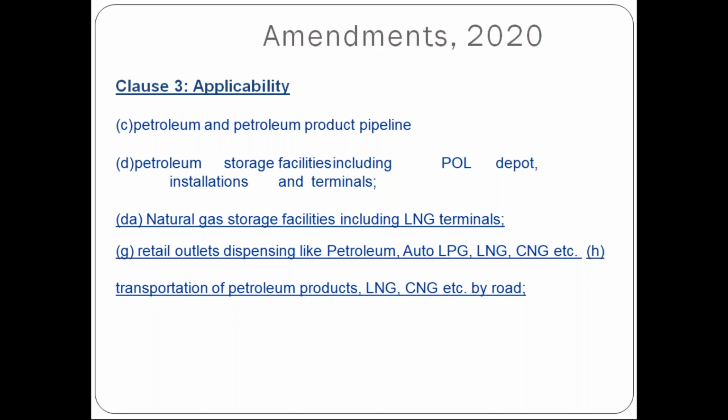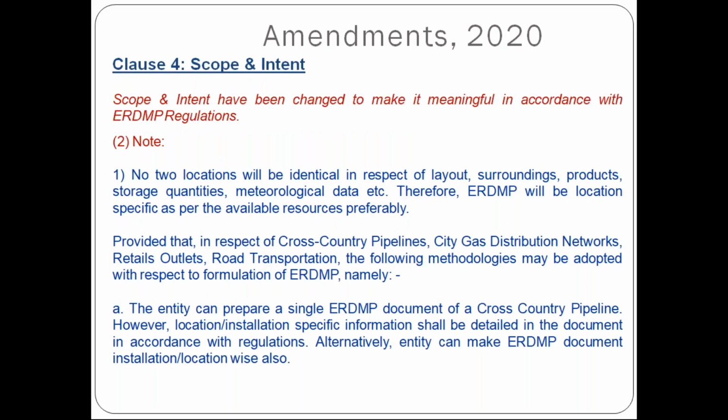This is the scope. This is one of the typical requirements for the ERDMP development. What normally happens is that two locations or two installations can never be identical in respect of their layouts, surroundings, storage quantities, and meteorological conditions. Therefore, whatever plan we are preparing has to be location specific as far as possible, so that we take into account all factors while making the plan.